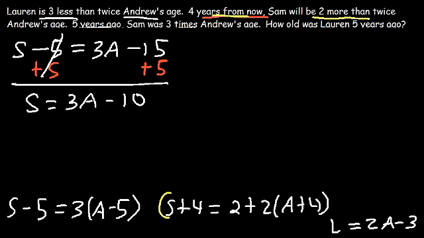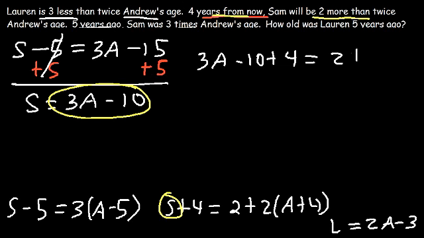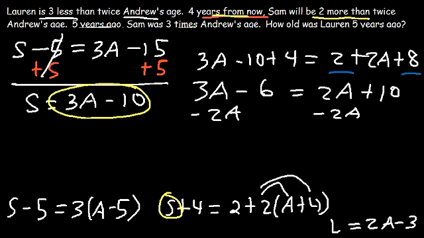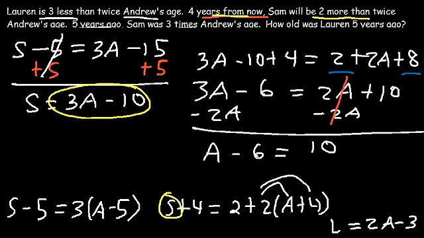So now let's replace S with 3A minus 10. So 3A minus 10 plus 4 is equal to 2 plus, let's distribute the 2 to the A plus 4. So it's going to be 2A plus 8. Now let's add like terms. Negative 10 plus 4 is negative 6. 2 plus 8 is 10. So let's subtract 2A from both sides. So A minus 6 is equal to 10. So let's add 6 to both sides. So A is 16.